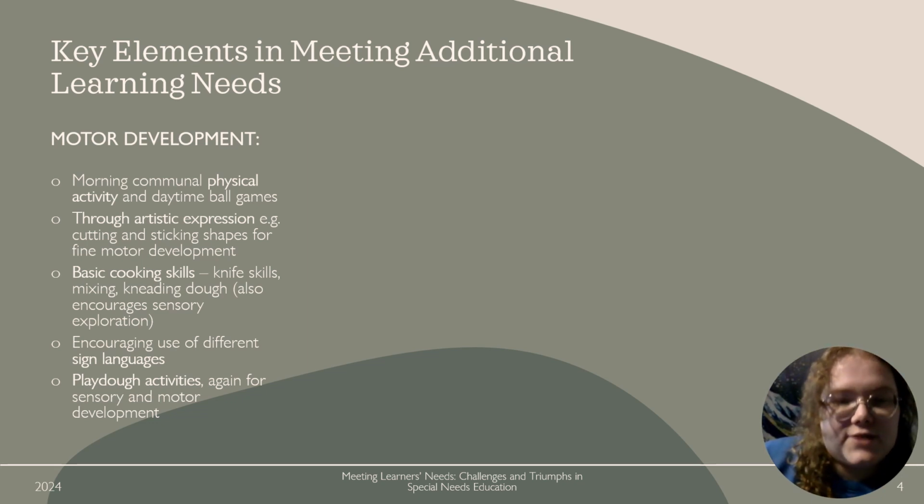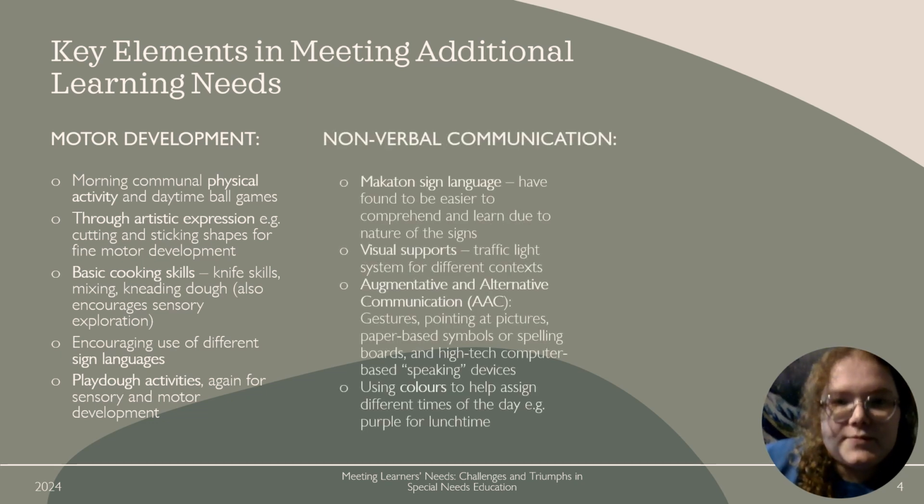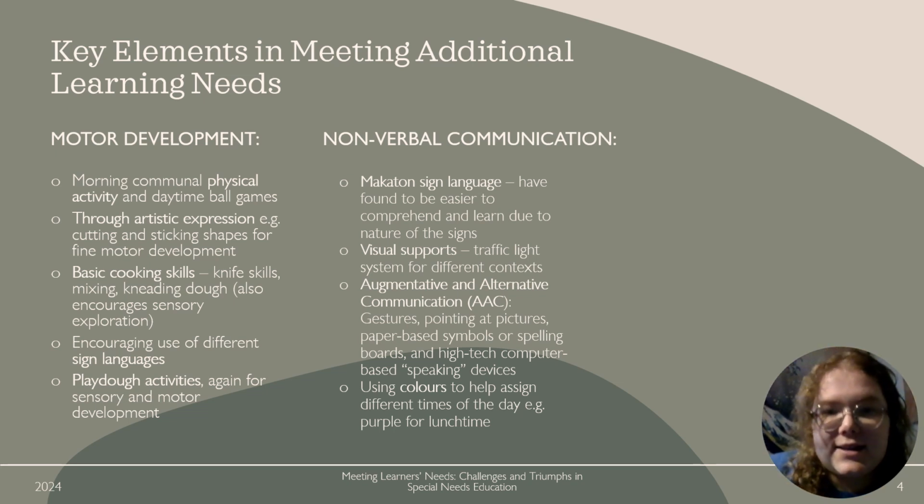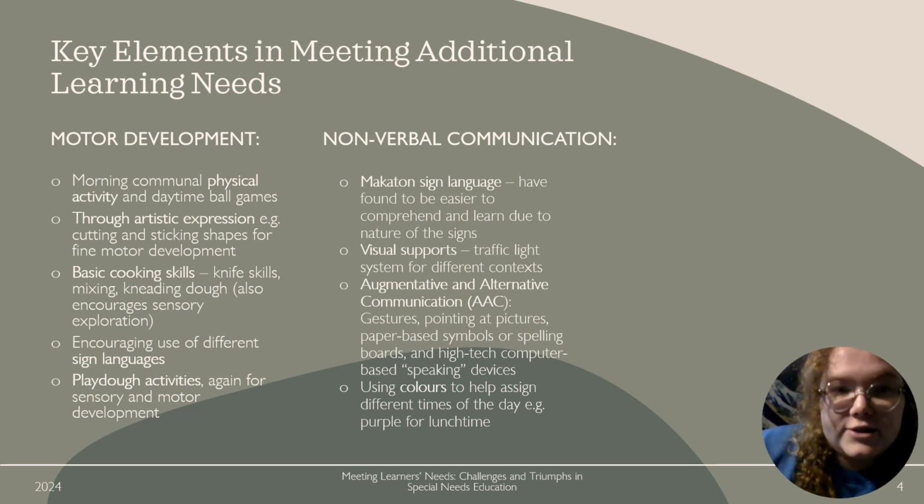Encouraging use of different sign language depending on which is more comfortable for the person, and Play-Doh activities again for sensory and motor development. When it comes to communicating non-verbally, he uses other strategies such as Makaton sign language, which has been found to be easier to comprehend and learn due to the nature of the signs being more connected to what you're talking about. Visual supports as well, such as traffic light systems for different contexts and time and such.